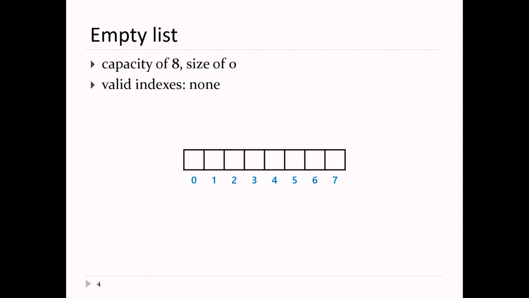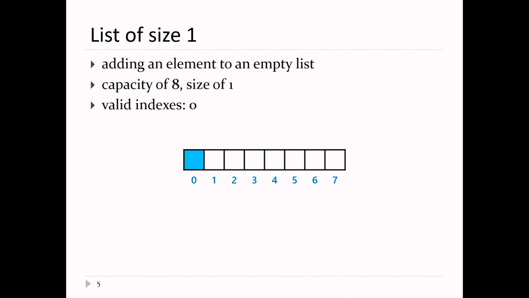So there's a picture of an empty list using an array. I have an array of size 8. There are some values in the array because it's an array of something, but the size of the list is 0. So as far as we're concerned, there are no valid list elements in this array. And what that means is that there's no valid index that I can use on this array. So if I try to get or set element 0, that doesn't work, because the list is empty.